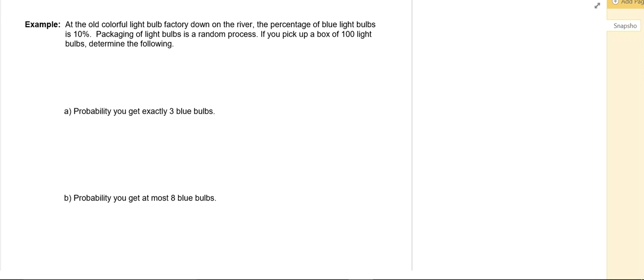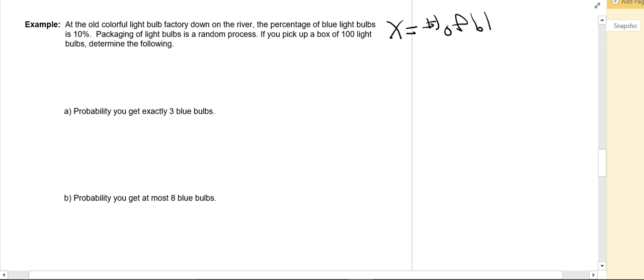The probability you get exactly 3. The probability you get at most 8. So once again, we're counting. We're counting how many blue ones. Well, either you get a blue one or you don't get a blue one. So if we let x equal the number of blue, then x has a binomial distribution.